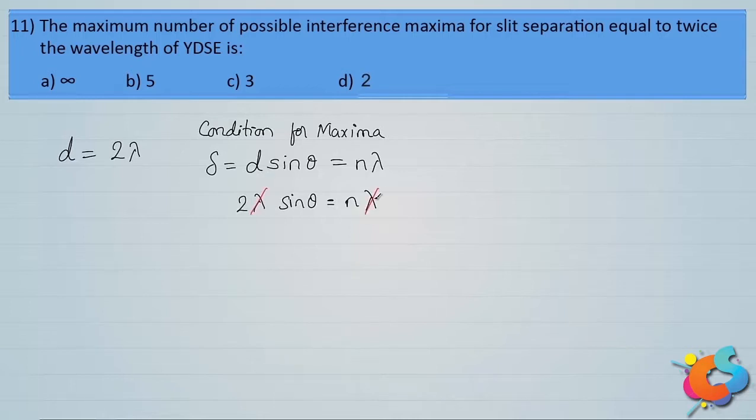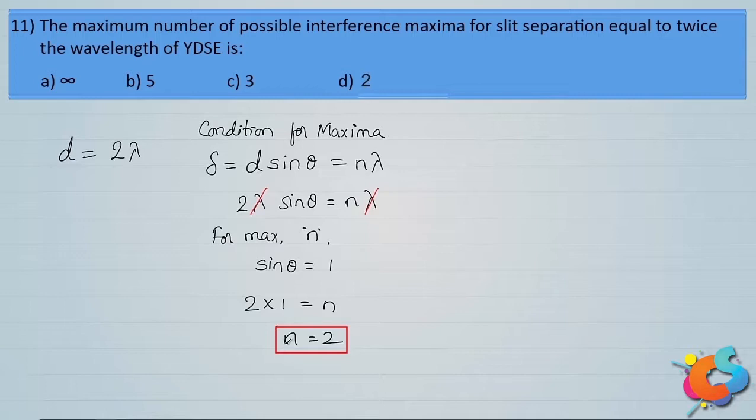But one more important thing here is, in order to get the maximum number of bright fringes, here n indicates the order of the fringe or the number of the fringe. In order to get maximum value for n, your sine theta should take maximum value. So for maximum n, sine theta should be maximum. The maximum value of sine theta is 1. Therefore, substituting these in the above expression, I get 2 into 1 is equal to n, or n is equal to 2. So what does this mean?